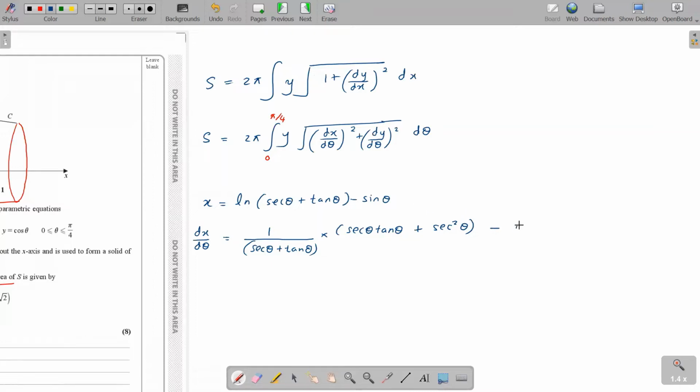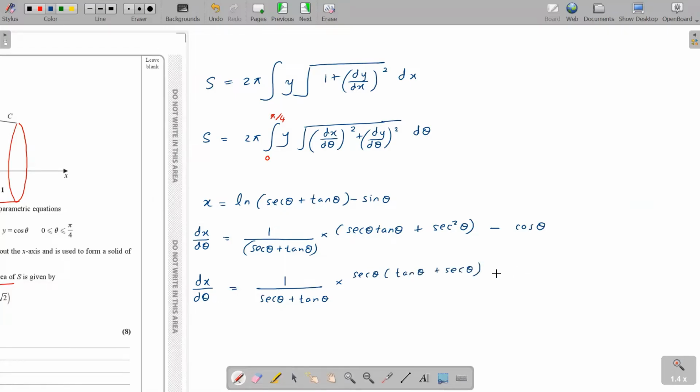Minus sin differentiation is, okay. So then can you all simplify this? So what do we get here? 1 over sec theta plus tan theta. Take the sec theta out and we get here tan theta again plus sec theta.